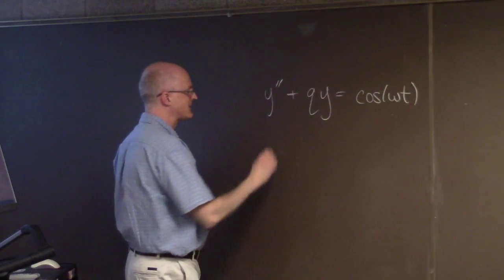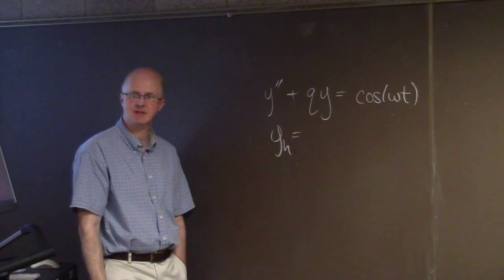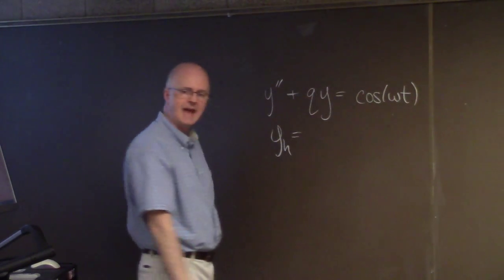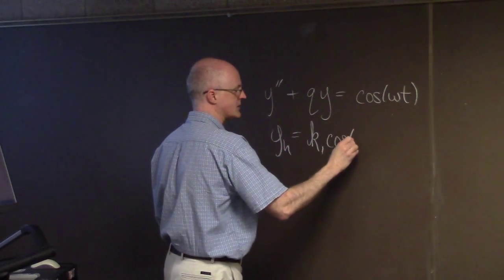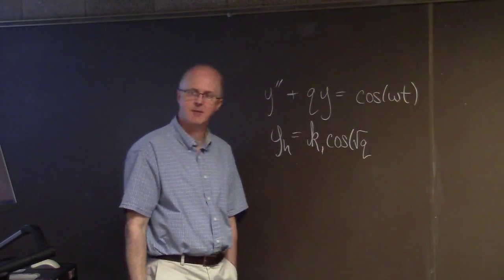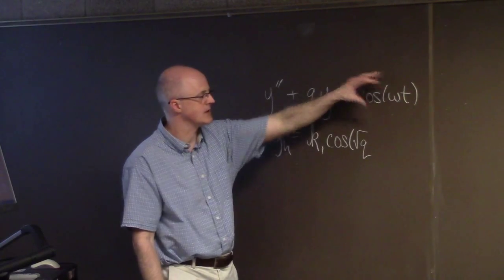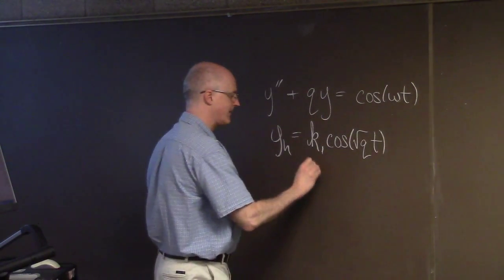What did we find from this? We found the solution of the corresponding homogeneous equation, the unforced equation, sometimes called the natural response. This was the general solution of that. There's no omega there because the right-hand side is 0 for the corresponding homogeneous equation. Square root of q is the coefficient of t for that.